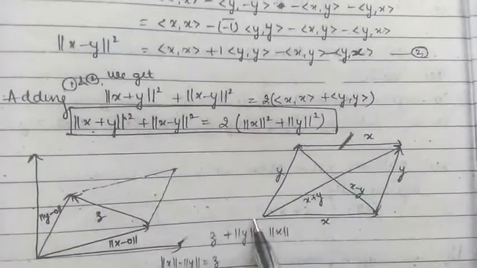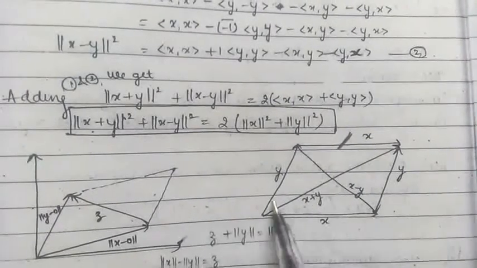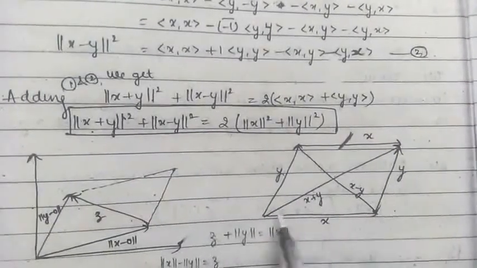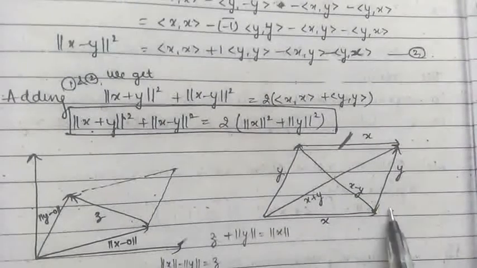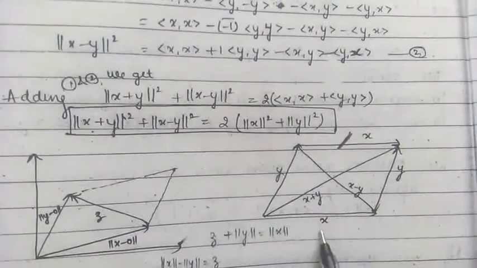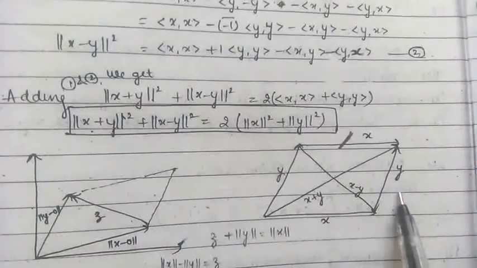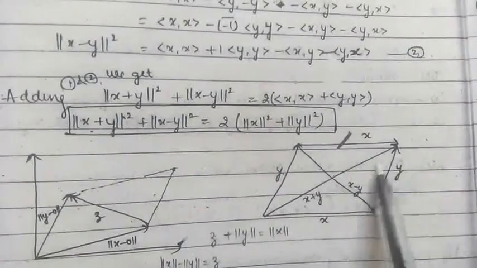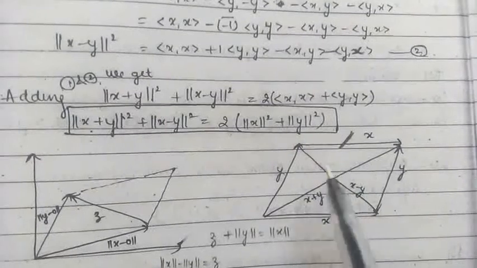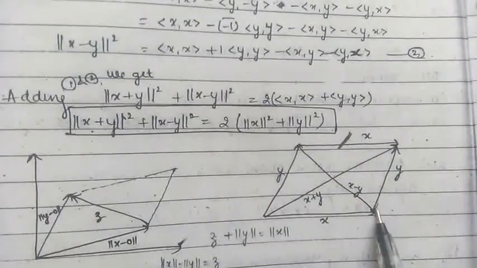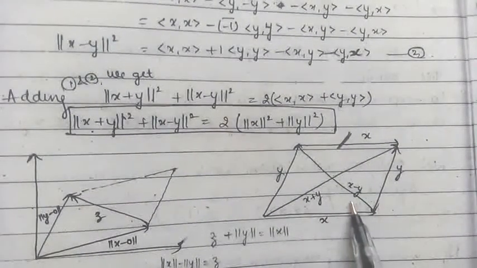Here we can show it geometrically also. We have shown a parallelogram. x and y are the adjacent sides of this parallelogram. This is vector x, this is vector y. The length of this side will be the norm of x, the length of this side will be the norm of y, and this length denotes the norm of x plus y, and this denotes the length of the other diagonal, which is the norm of x minus y.